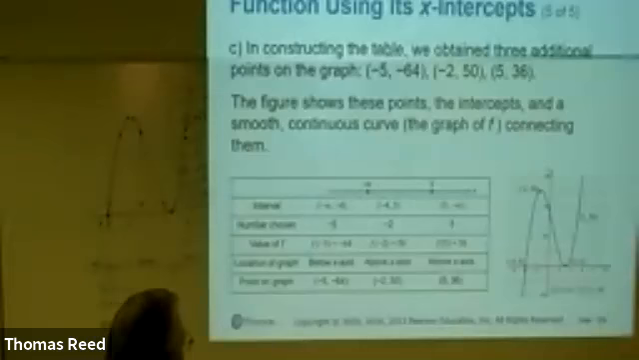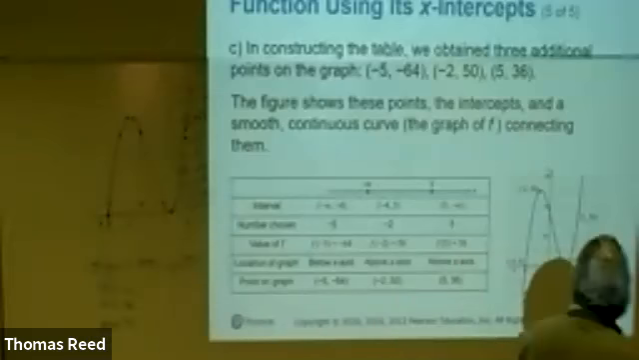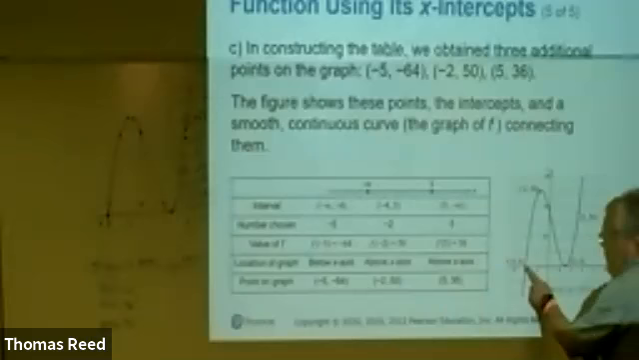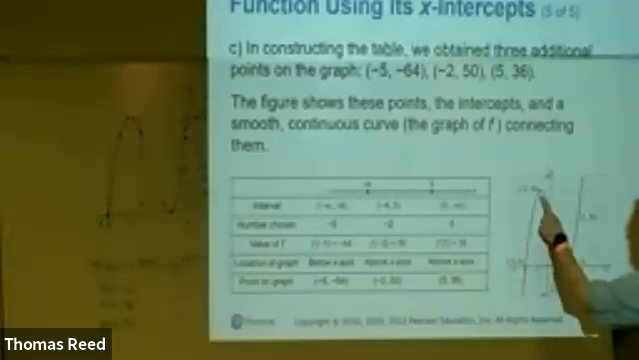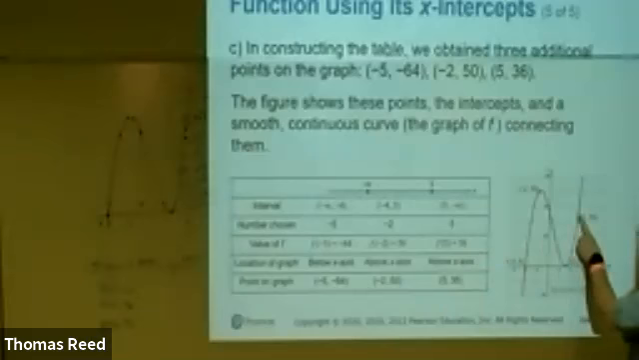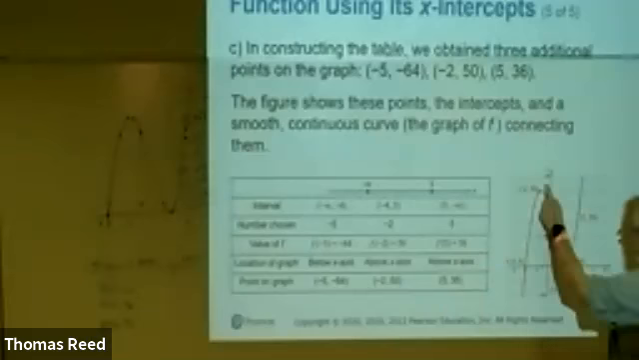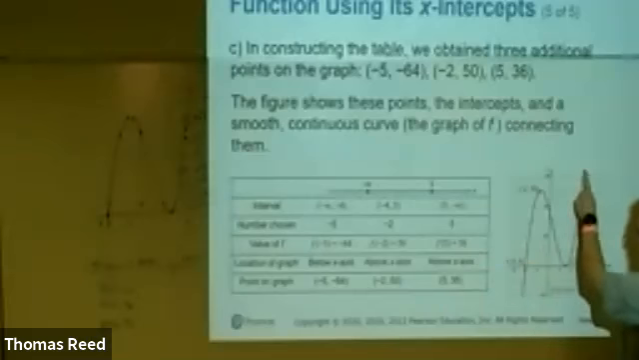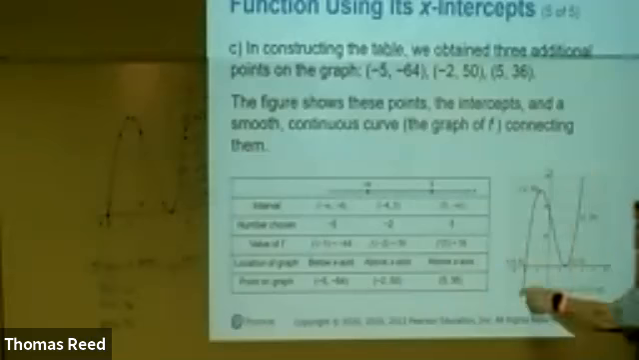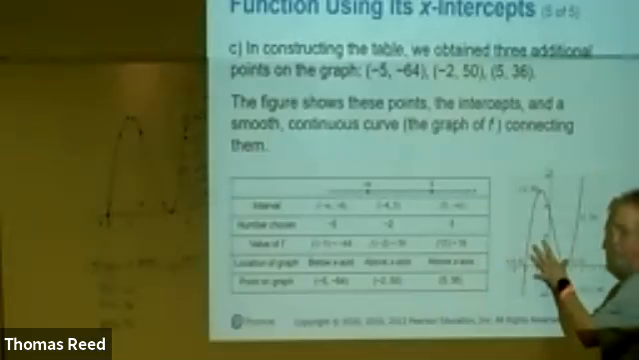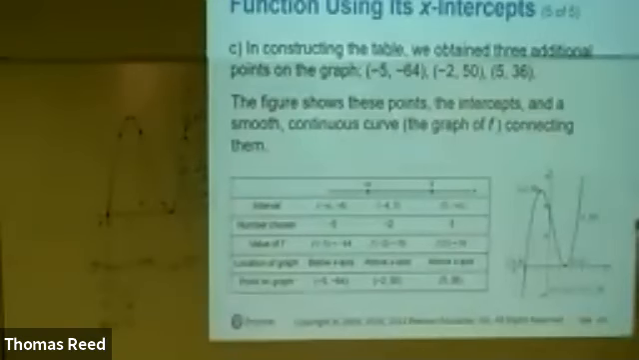And so you plot the points, and that's what I did. I plotted -4, 0. I plotted -2, 50. I plotted 0, 36. I plotted 3, 0. And 5, 36, and then sketch the graph. All right, -5, -64 won't fit on the graph they created, so they didn't worry about graphing.